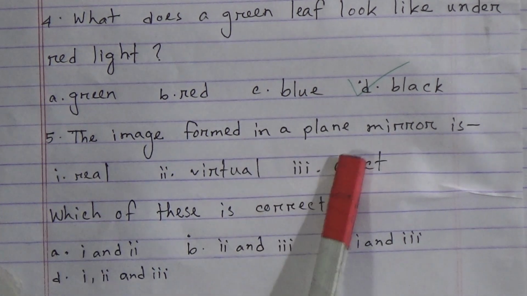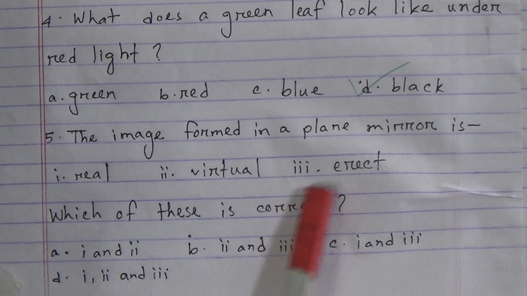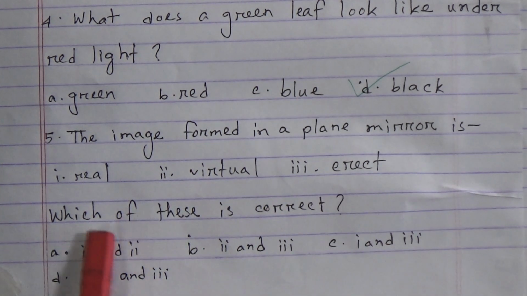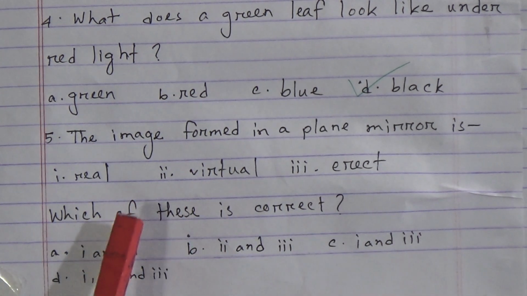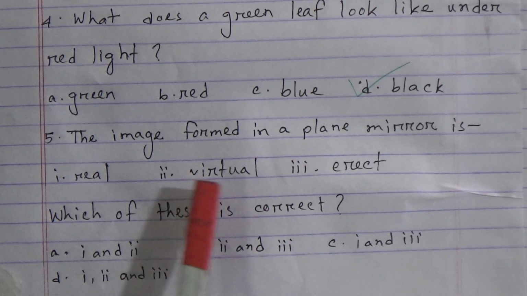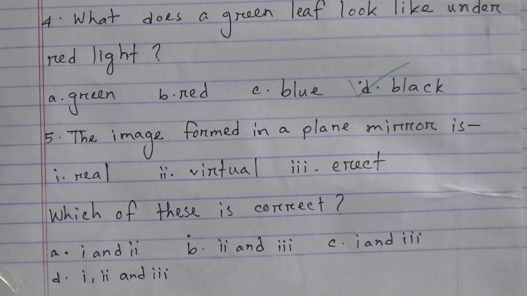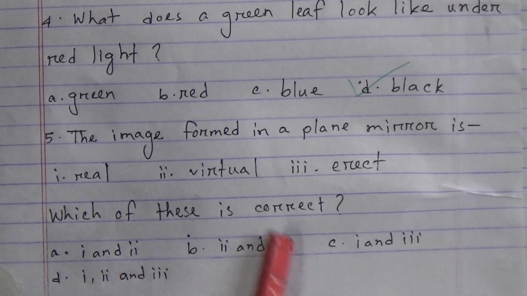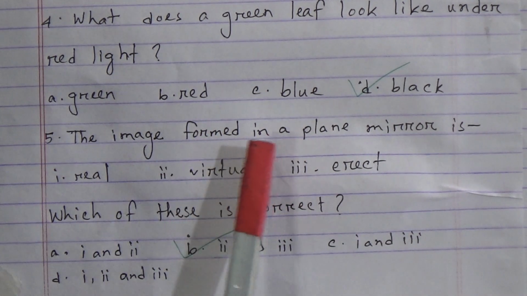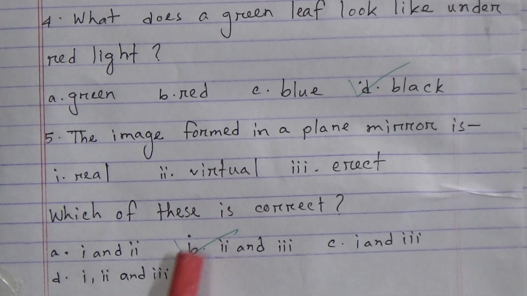The image formed in a plane mirror is: option 1 real, option 2 virtual, option 3 erect. Option A, B, C, D are combinations of these. Which of these is correct? The image formed in a plane mirror is virtual and erect. We know the image of a plane mirror is virtual and erect. That means option B is correct. So put a tick mark on option B. My dear students, we have learned from the book that the image of a plane mirror is virtual and erect. That means option B is correct.